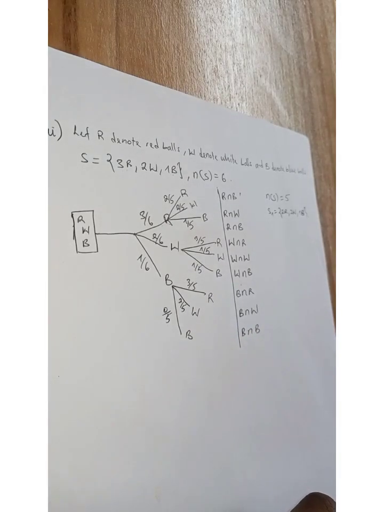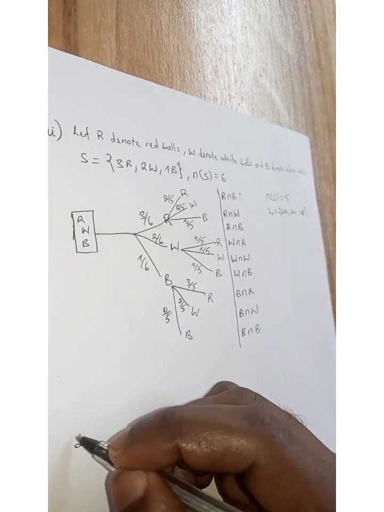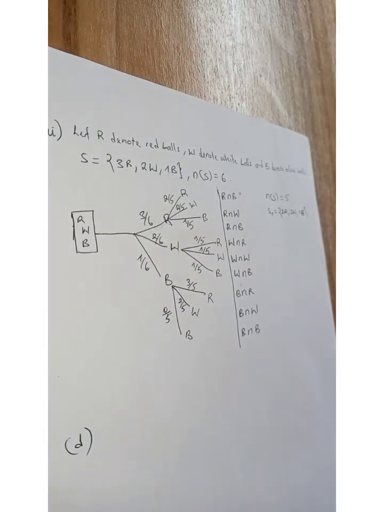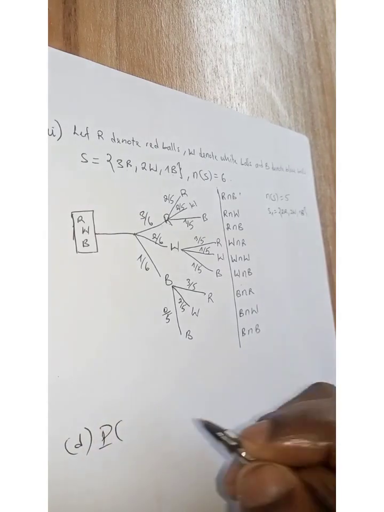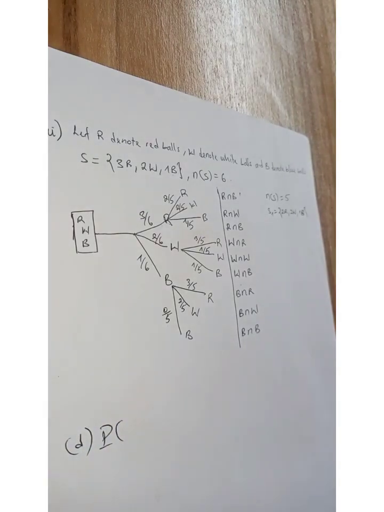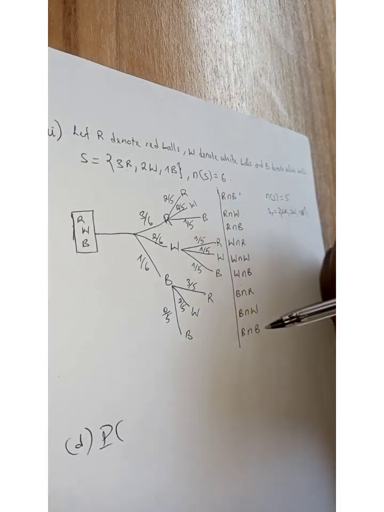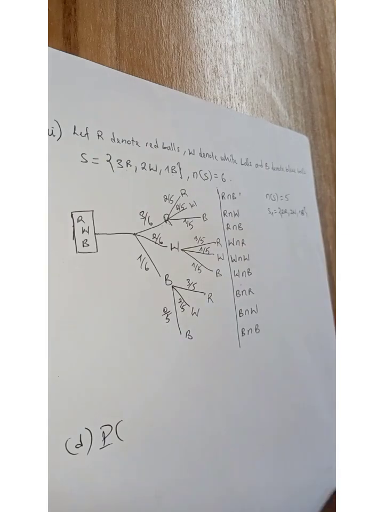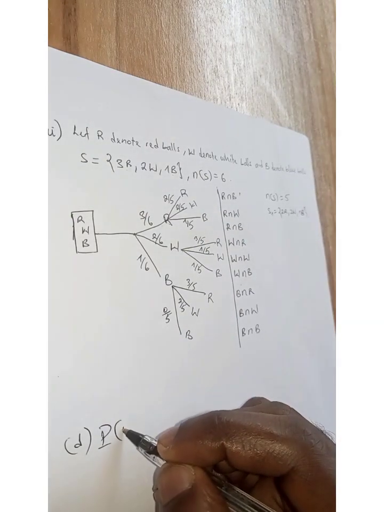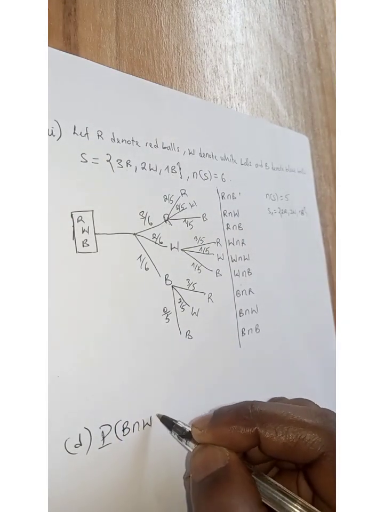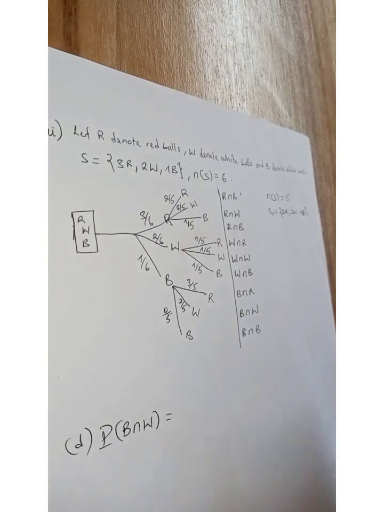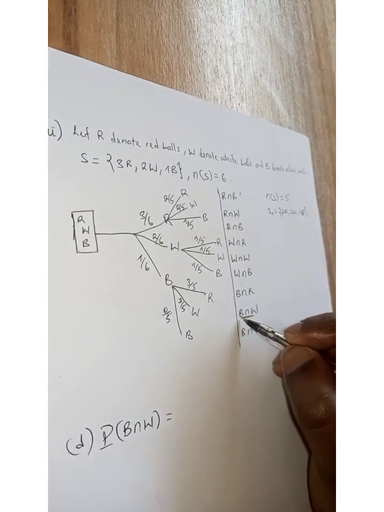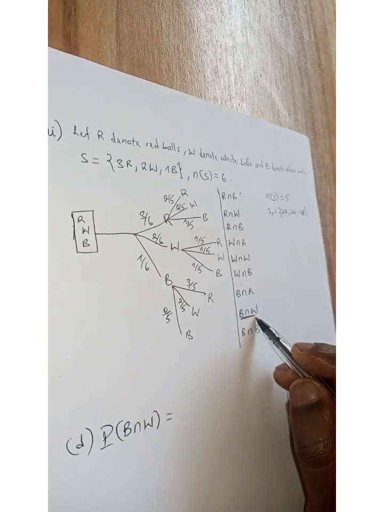With this, we can now answer the D part of the question, which is we should find the probability that a blue ball and a white ball are drawn. We come back to these events and identify the event that satisfies that condition. That means a blue ball and a white ball. Where is it? This is it here. A blue ball and a white ball.